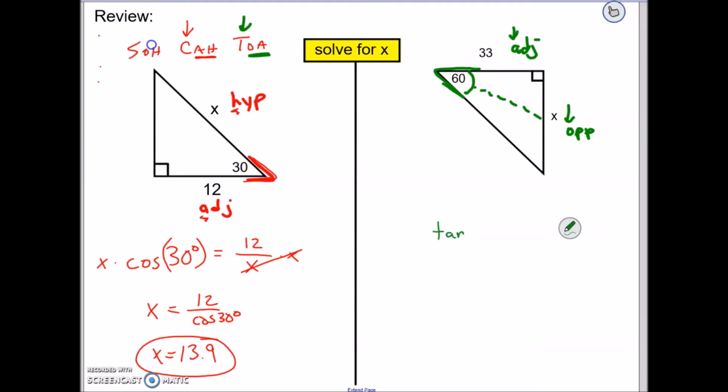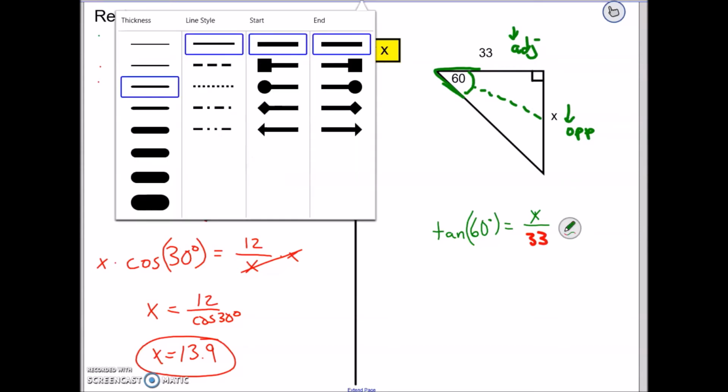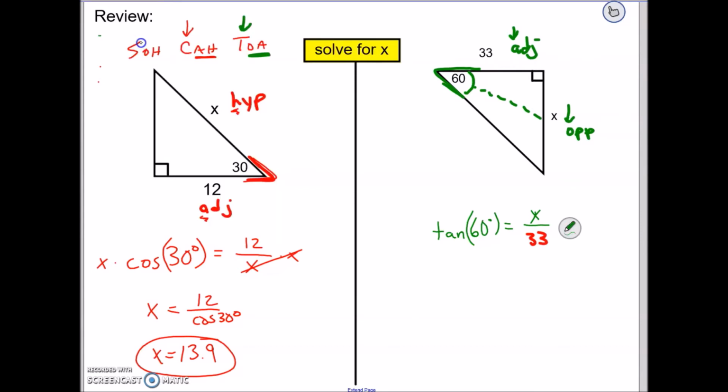So I will say that the tangent of that 60-degree angle is going to be opposite over adjacent, where opposite in this case is x, and the adjacent is 33. Okay, so now I'm solving for x again. I want to multiply both sides by 33. That way it's out of the denominator. 33 times the tangent of 60 degrees equals x. And again, just plug that into your calculator. 33 times the tangent of 60 should give you approximately 57.2. That is the distance of that side that we're missing.